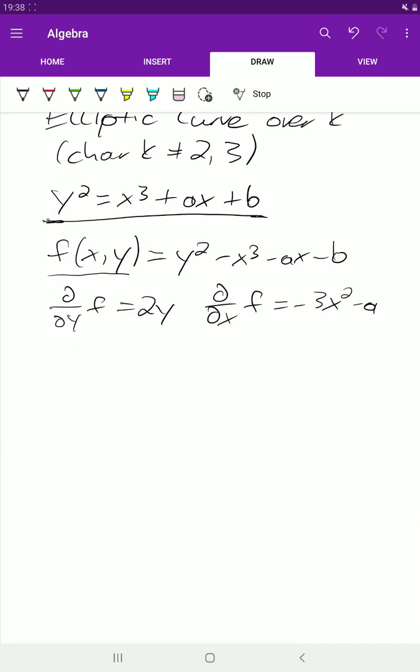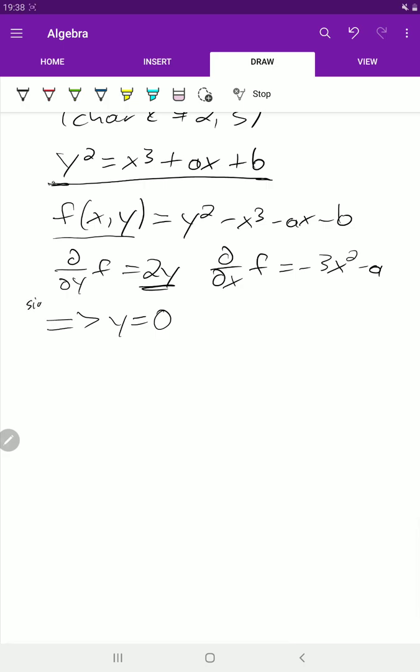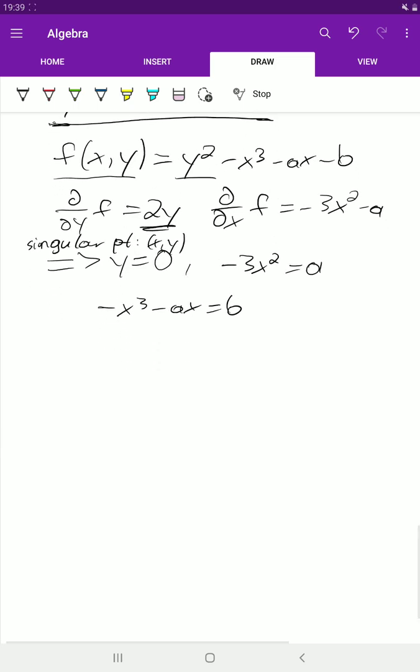So let's put them all to 0. If this is 0, then since we have characteristic not equal to 2, we would get that y is equal to 0. So we want for a singular point x,y, and we want to impose a condition which gives us that this curve doesn't have any singular point. Okay, so y would be 0, and minus 3x squared would be a, and also minus x cubed minus ax would be b, because y would be 0 from before. Okay, so these are our equations. So let's see what we can do with them.